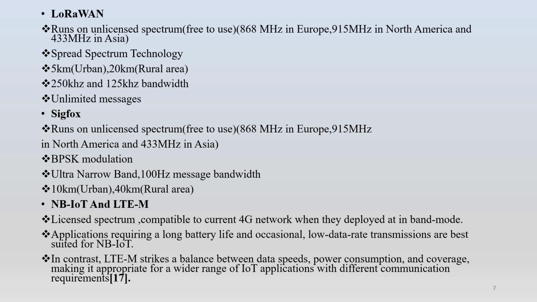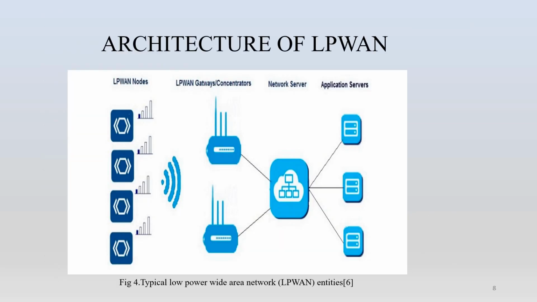And coming to the NB-IoT and LTE-M, NB-IoT is optimized for low power, wide area IoT applications with small data transmissions. So coming to LTE, it is designed for high speed, low latency communication, often used in smartphones and data center devices for fast internet access. So these are about LoRaWAN, Sigfox, NB-IoT.